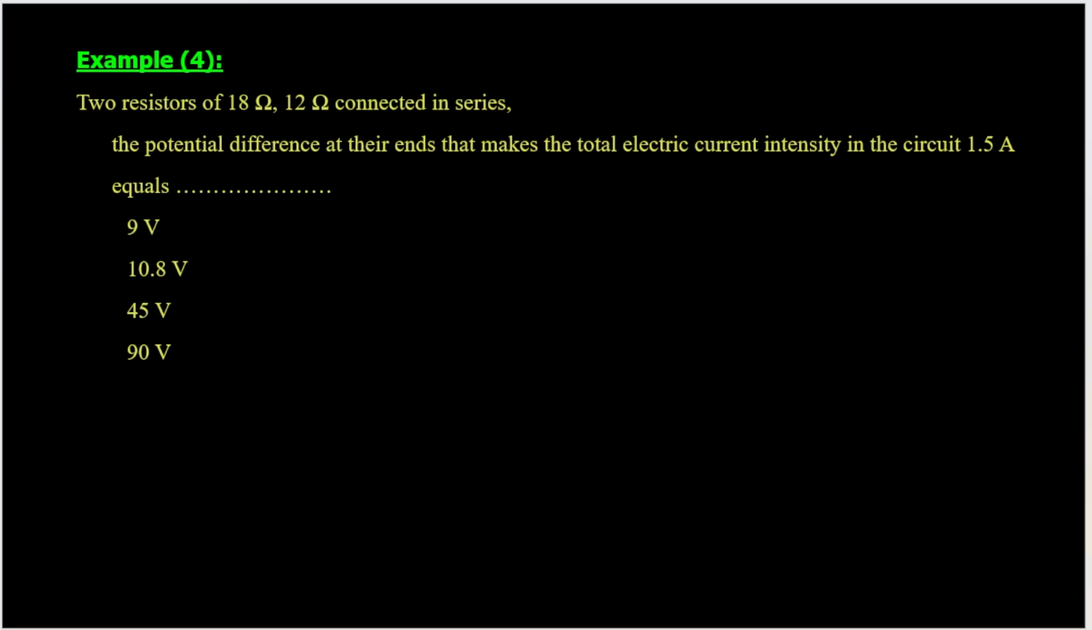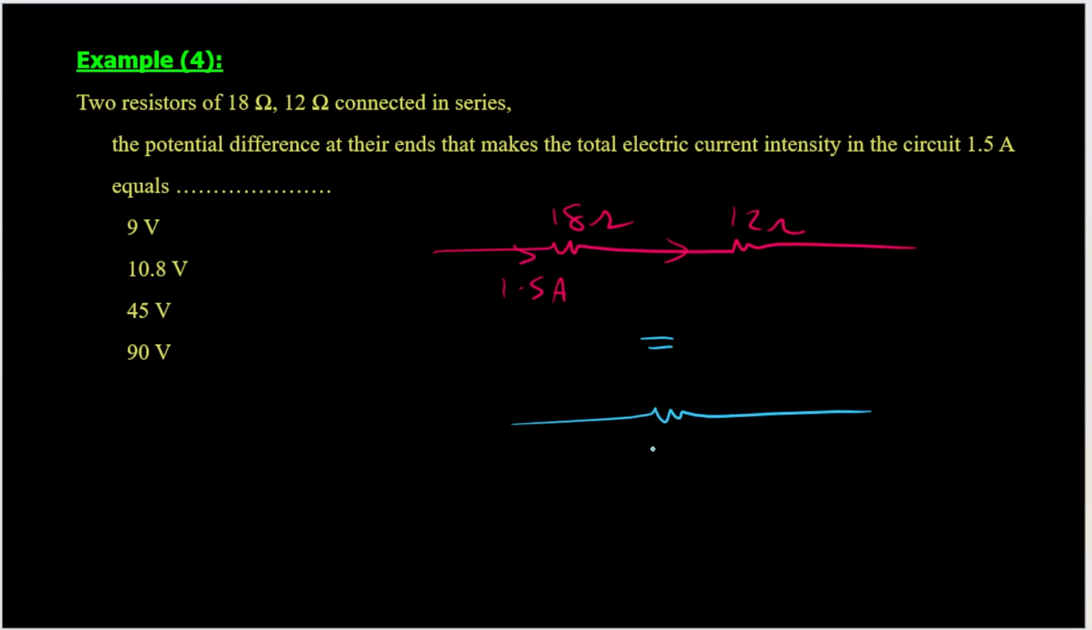For this question, we have two resistors. Their values are 18 ohm, 12 ohm, which are connected in series, like we have done before. The potential difference at their ends makes the total electric current passing through them 1.5 ampere. So we can just replace these two resistors by one resistance. Its value will be equal to the equivalent resistance, which is 18 plus 12, which will be 30.